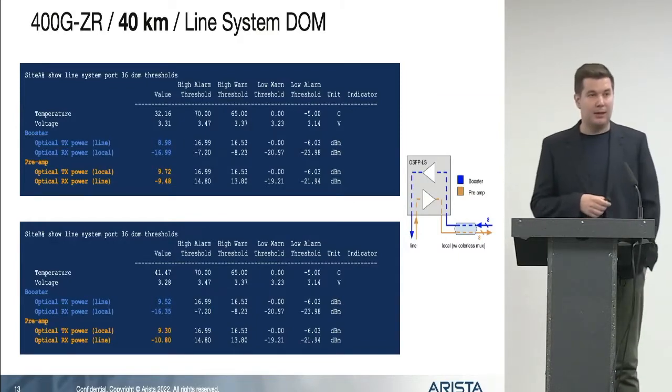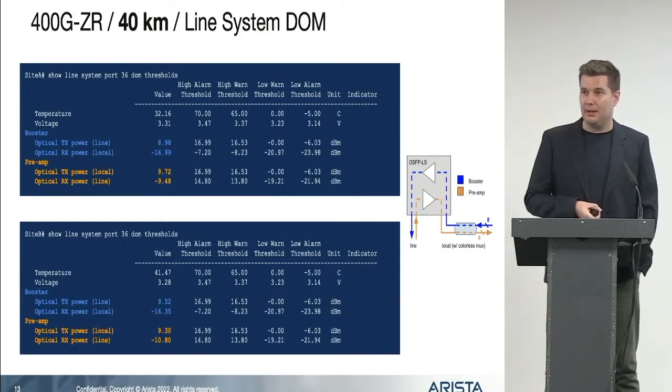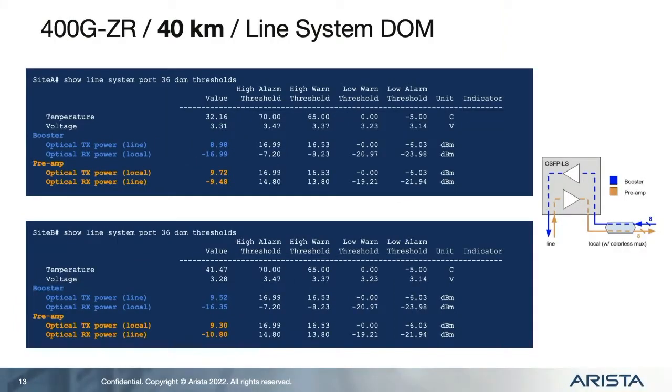And then on the power, as mentioned, we do need a line system for this. And so the little line system here, which has a booster and a preamp, is taking that transmit power from the transceiver, which was minus 10 dBm, and that's lifting it up to 9 or 10 dBm there. So the booster is performing that, and likewise on the receive side, we do have a preamp as well. So you'll see those numbers are much higher than that initial transmit power. Otherwise, all looks good.